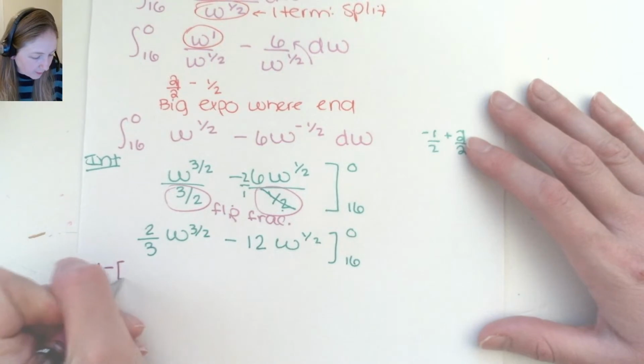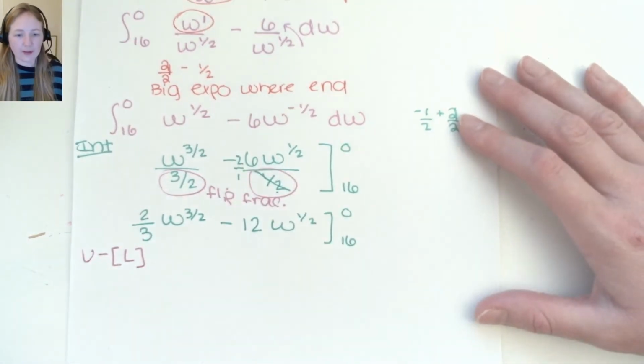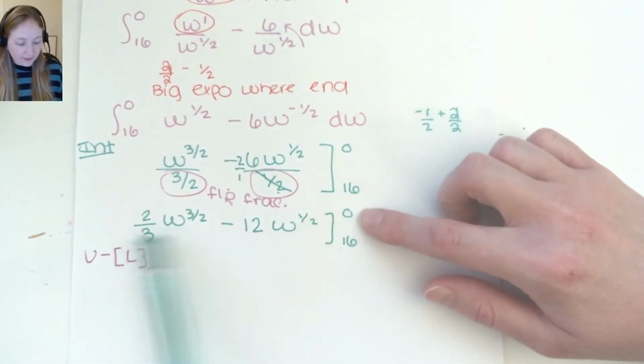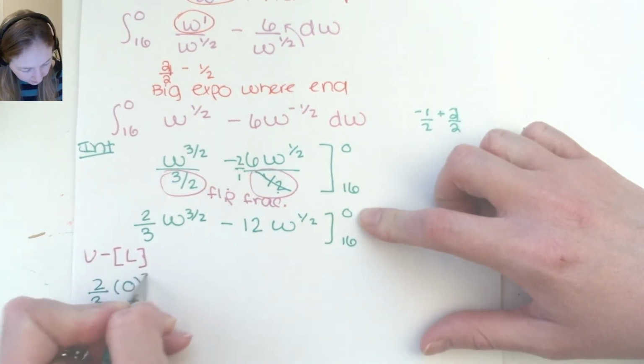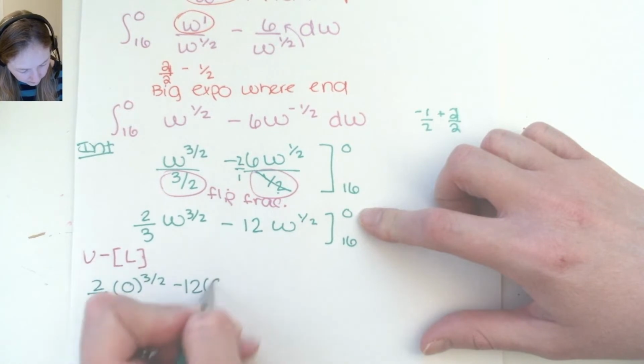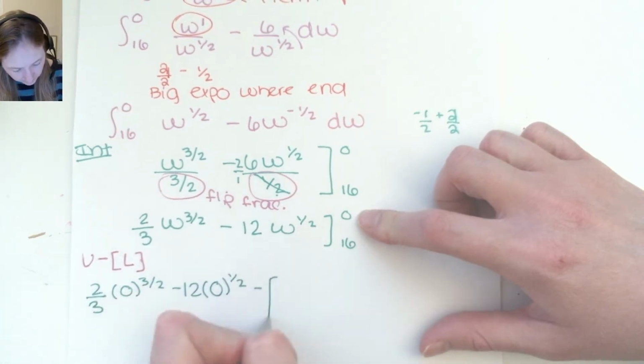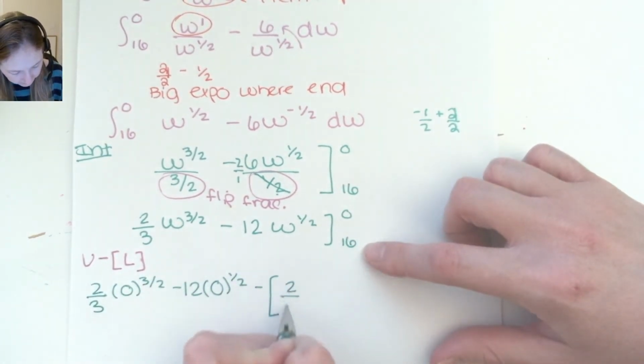Then we plug in upper minus our lower bound. So when I plug in the upper bound, these do cross out. I'll go ahead and write it out just for emphasis. The upper bound of 0, we'll see that those cross out, and then the lower bound of 16.